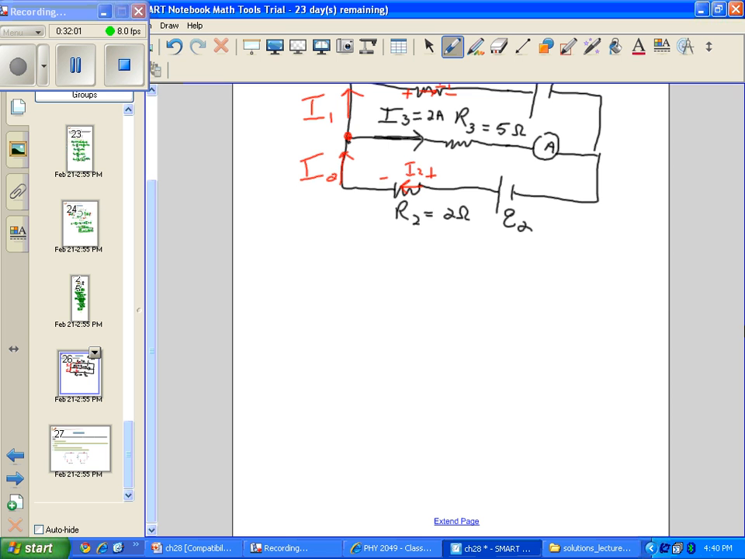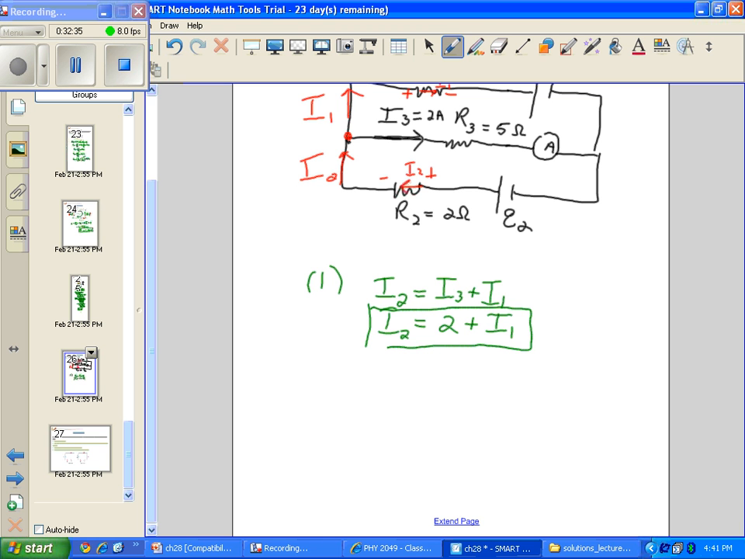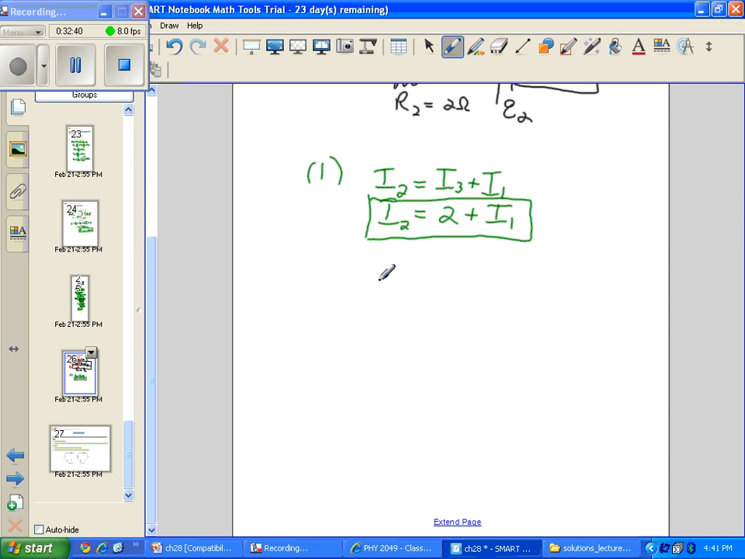Let me select the green and write down our first equation, which is our junction rule. We see that I2 is equal to I3 plus I1. Since we know I3, we can write I2 equals 2 amps plus I1. Again, I leave out the units just to reduce the number of letters in our equations so that there is no mixing up of variables.